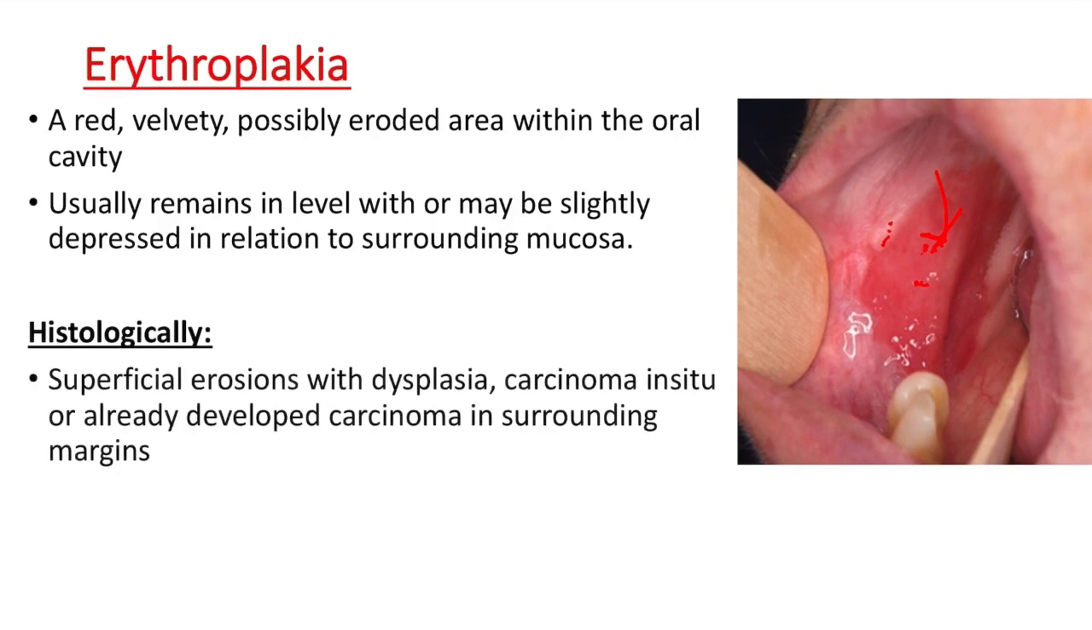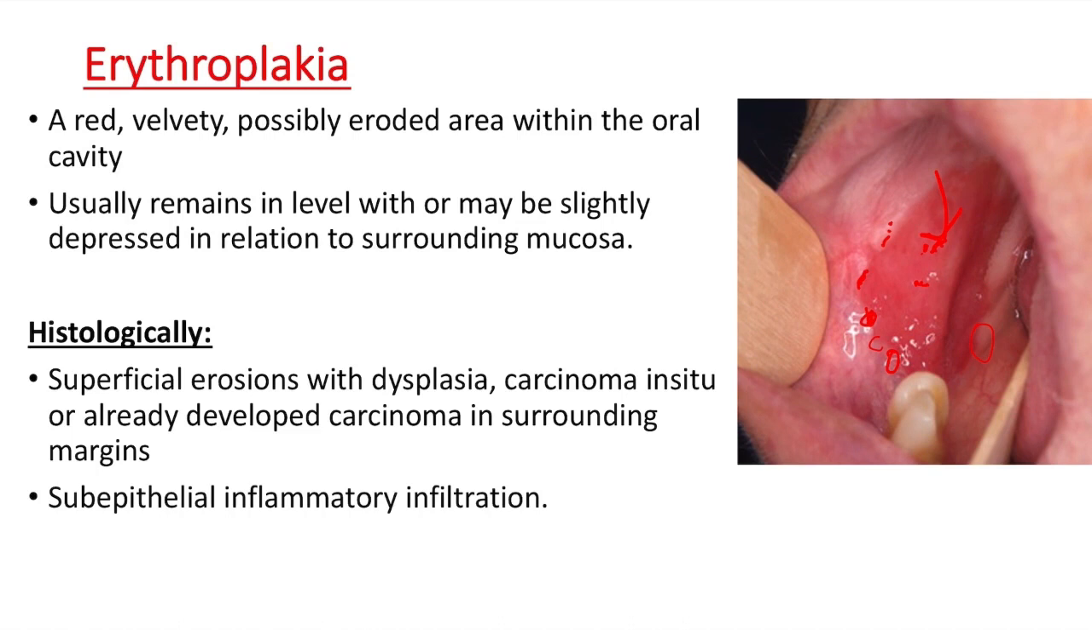Histologically, superficial erosions with dysplasia, carcinoma in situ or already developed carcinoma in the surrounding margins. You can see here the carcinoma may have developed in the surrounding margins, or carcinoma in situ. Subepithelial inflammatory infiltration: it means you can see different types of inflammatory cells like neutrophils, monocytes, macrophages, lymphocytes.